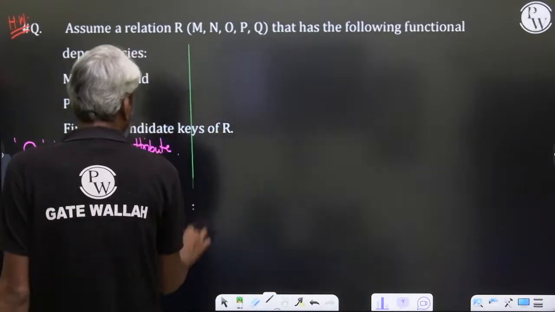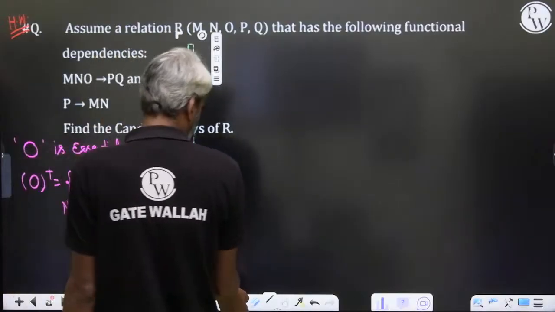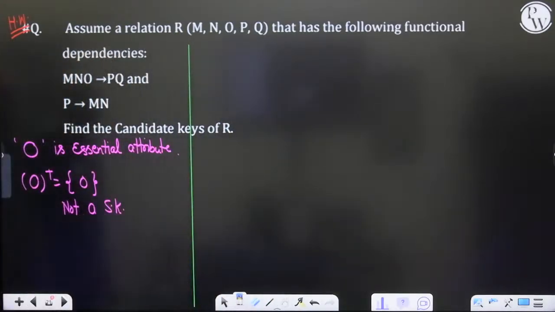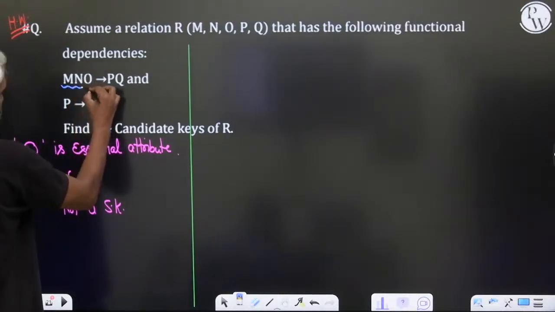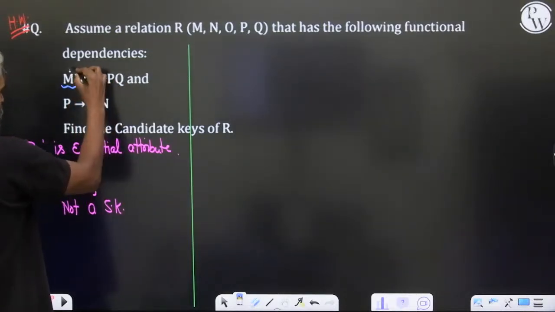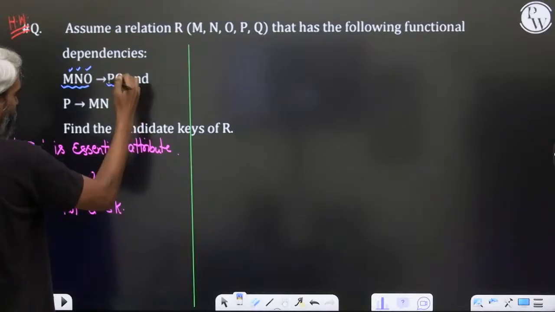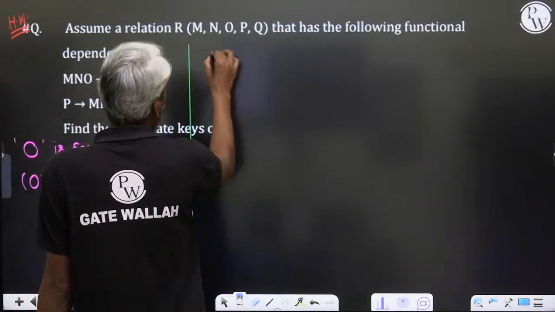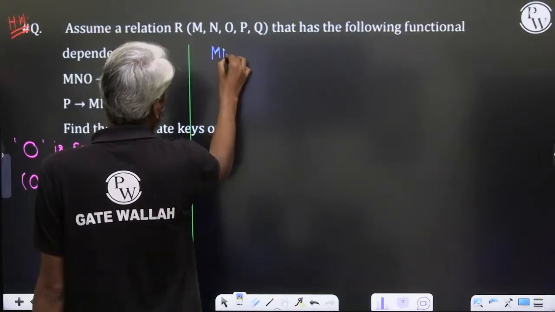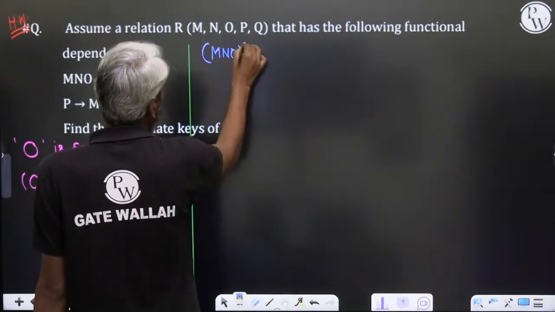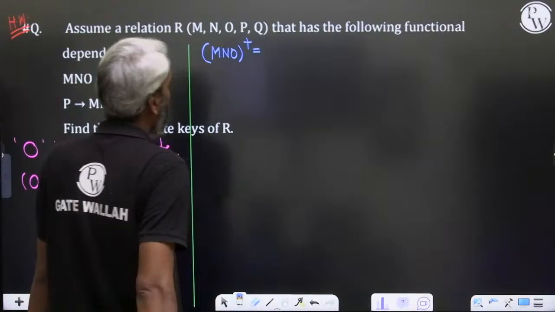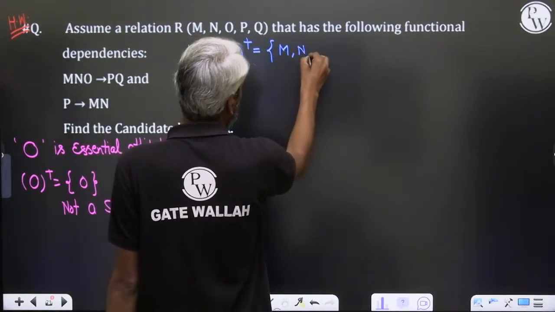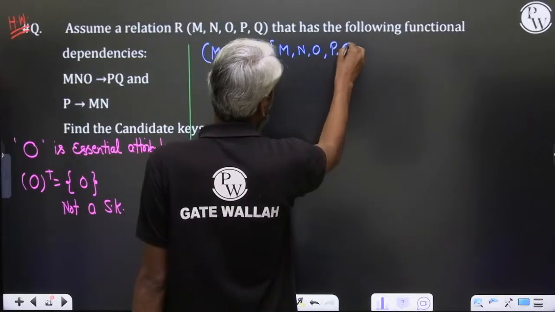Let's check for the candidate key. So very fast, you can find a super key intuitively. You can see that if you take MNO, then M, N and O are already present, and you will be able to determine P and Q as well. So if I simply check for the closure of M, N, O, yes or no? First super key you can find intuitively. So MNO closure will be M, N, O, P, Q.